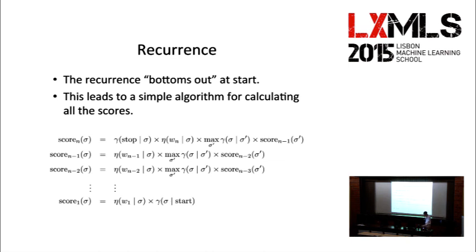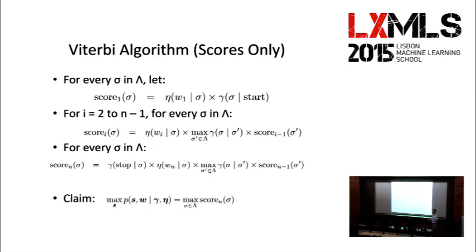OK, so here is the pre-calculation part of the Viterbi algorithm. This is where you do most of the work. You start off and say, for every state, calculate score 1. Again, it's an emission probability of the first word given that state times a transition from the start state. Then, for every step from 2 up till n-1, I use the same recurrence I had before. There's an emission, there's a transition, and there's a score from the preceding time step. Do this for every time step up to n-1, and then at the end, I do exactly the same thing, only now I have a stop, because I have to take into account that I'm at the end.